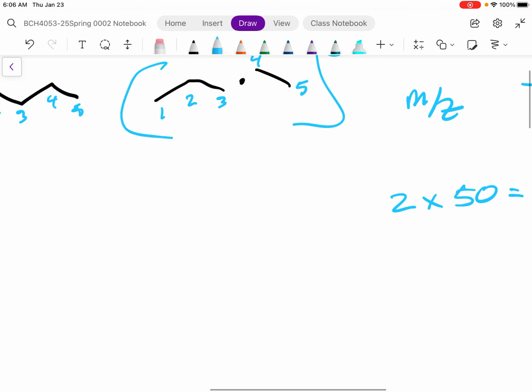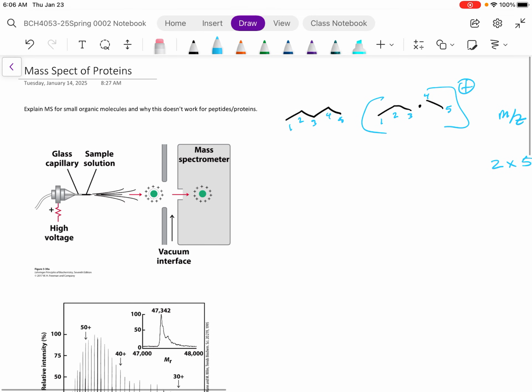And so when we are looking at the mass spec, or if we want to take a mass spec of a peptide, there's some issues that we run into. The typical mass spec that we look at, small organic molecules, works great for small molecules, but does not work for proteins. And the one major issue is that proteins cannot go into the gas phase very easily. They're too big. So they're just going to stay in the solution here.